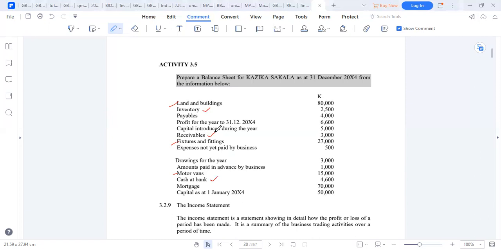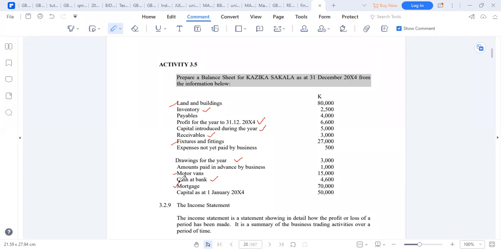Then what do we go to? Finance by capital. So capital, we add what? Profit. Then we less what? Drawings. So we get our capital. Then we go to long-term liabilities. Which ones are the long-term liabilities here? The long-term mortgage, correct. Anything else? If there's a long-term loan, we put it there.